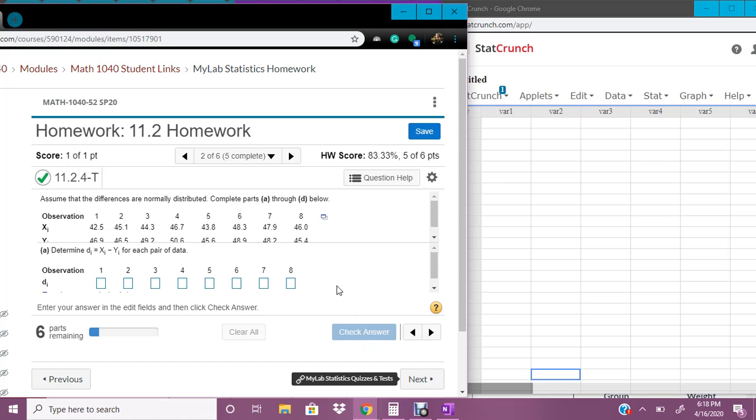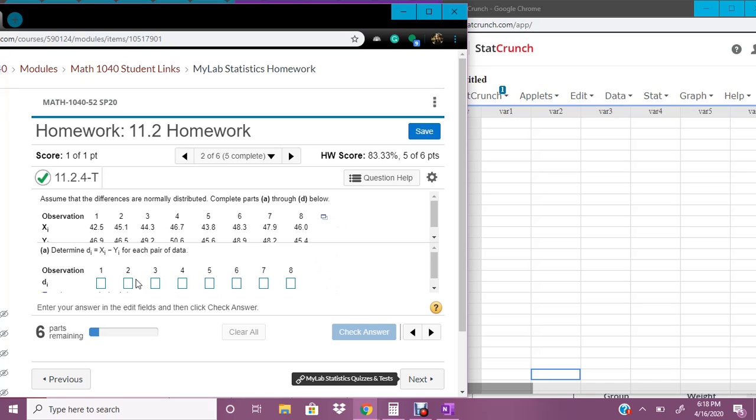So this is question 2 of 11.2. In 11.2, we're talking about paired data. So that means that these observations are dependent on each other. One affects the other. And you'll see that when we get into word problems of what that looks like.